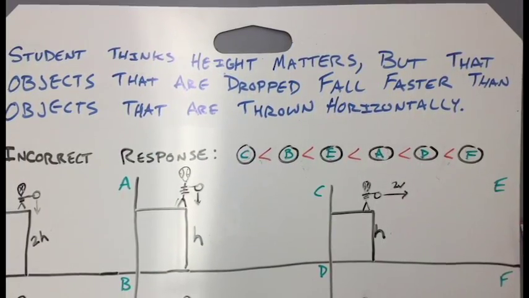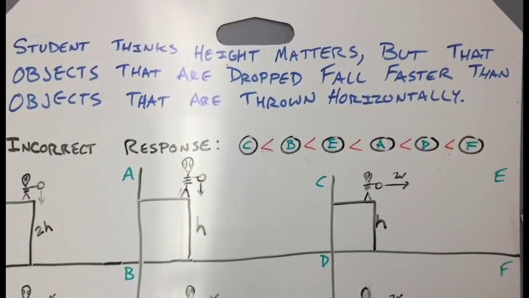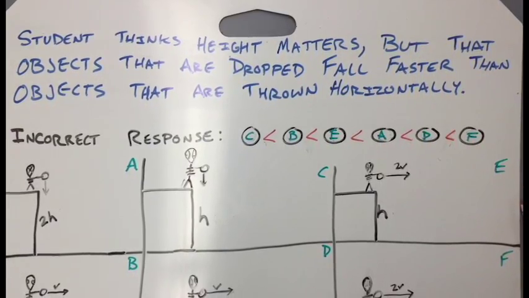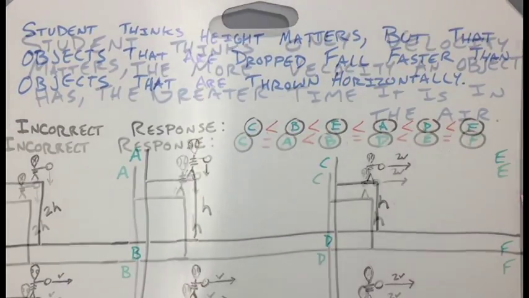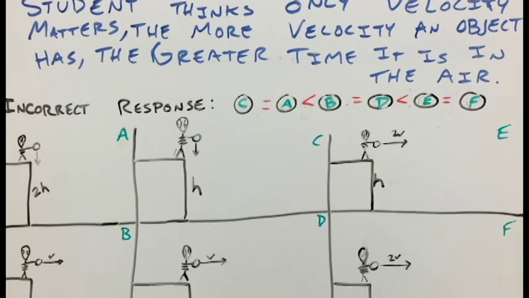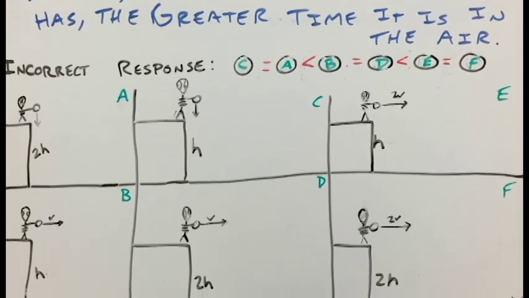Time will be greater if height matters but dropped objects fall faster than objects that are thrown horizontally, or only velocity matters. The more velocity an object has, the greater its time in air.